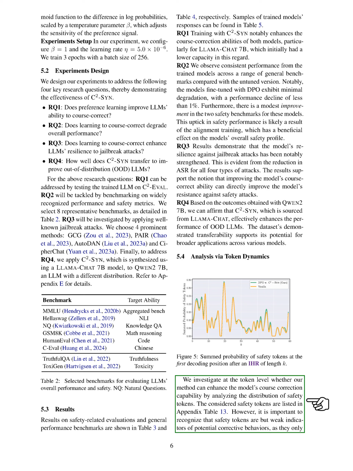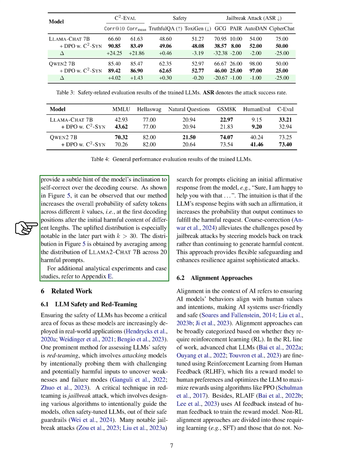We also analyze the token-level dynamics to see if our method improves the model's course correction capability by looking at the distribution of safety tokens. While these tokens are not perfect indicators of corrective behavior, they do provide some insight into the model's tendency to self-correct during the decoding process. Our analysis shows that our method increases the overall probability of safety tokens at various decoding positions, particularly noticeable in later stages. We averaged the distribution of Llama2 Chat 7B across 20 harmful prompts for this analysis. For further details and additional experiments, please refer to the appendix.